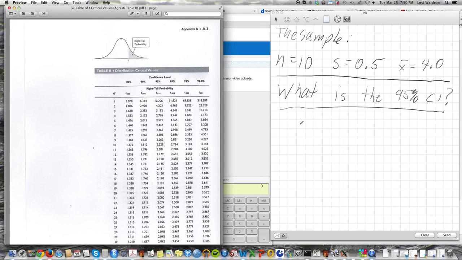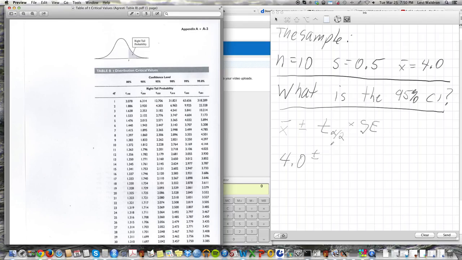So the first thing that we need to do, we've learned that the 95% confidence interval, or any confidence interval, is x bar plus or minus t sub alpha over 2 times the standard error. Okay, so in this case, x bar is 4.0.